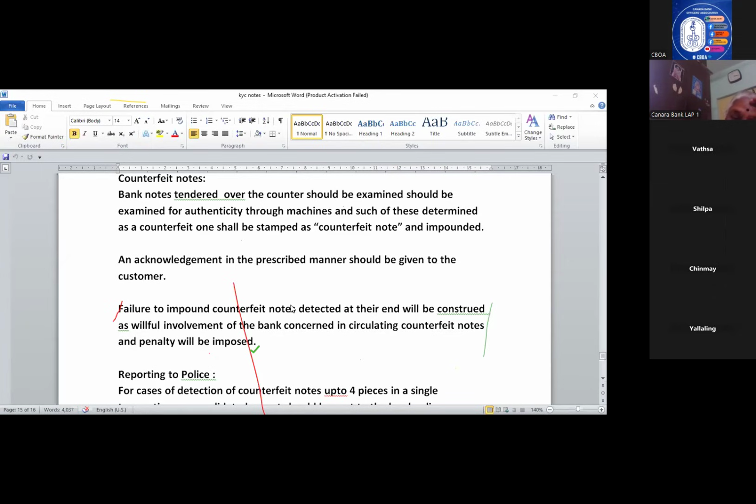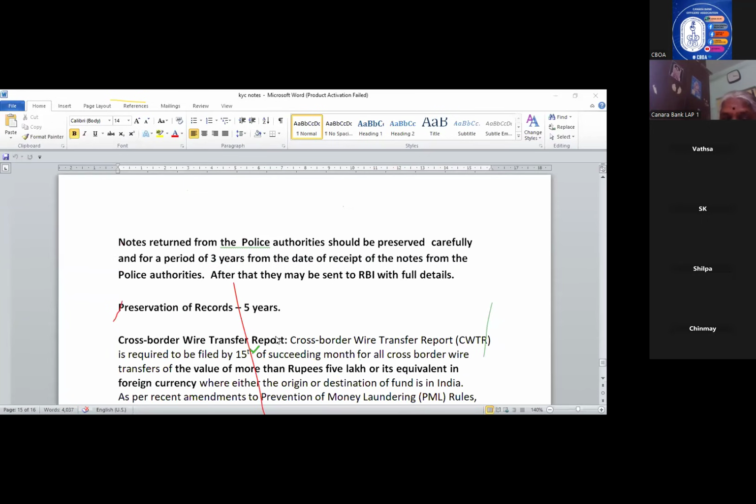When a customer tenders 5 notes, or above 5 notes in a single transaction, then immediately we should file an FIR with the police, and then we have to submit the notes, and the case will be held in the court. Once the court gives the verdict, the police will return the counterfeit notes to the branch, and after receiving the court order and the notes, we have to keep them for 3 years as per the rules of the bank. Okay. This is about the counterfeit notes.